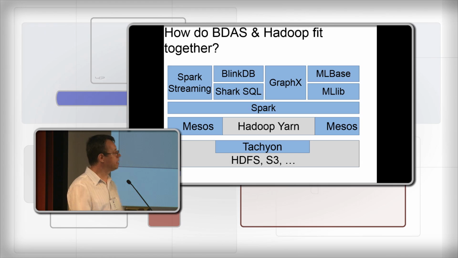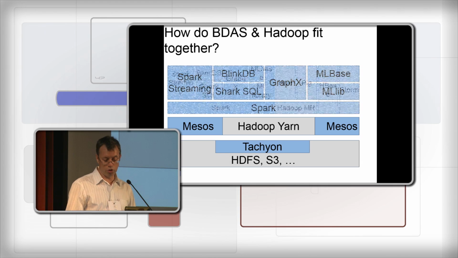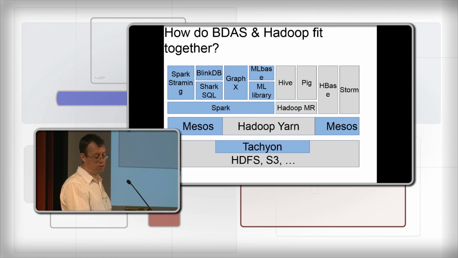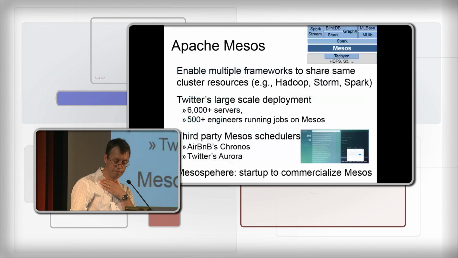At the same time, Mesos doesn't run only BDAS frameworks. It can also run Hadoop MapReduce, Storm, and other frameworks. And all of them can share the HDFS storage. So this is how it fits in.